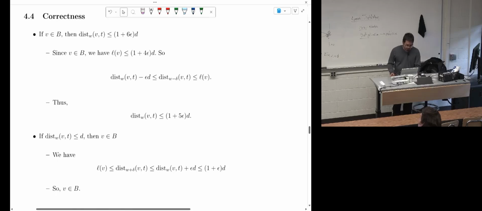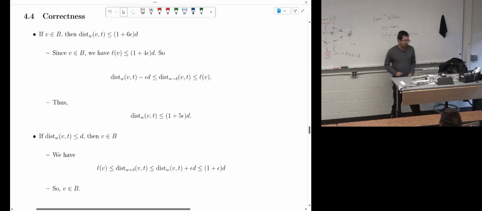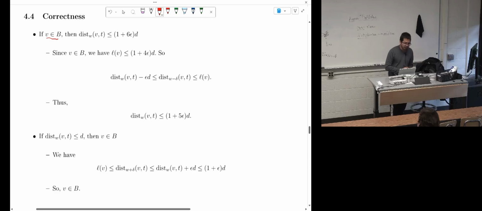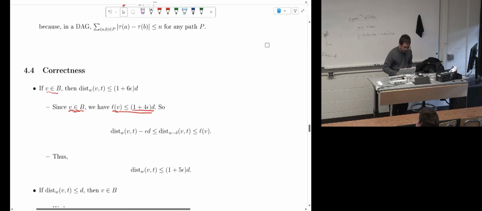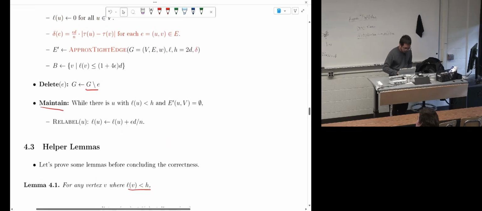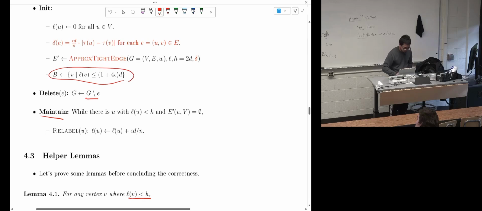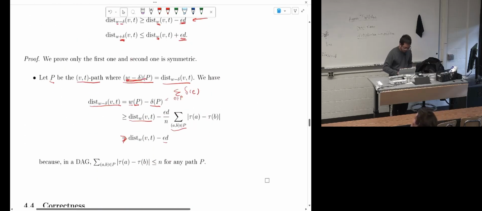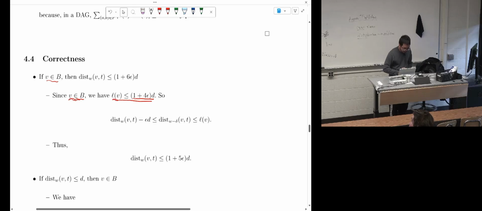And with this we can say that the ball that we maintain is basically correct. Because if it's in the ball, then the level is small, by this small. This is how we define the ball here. So if the level is small, then we know that the level, what is this?